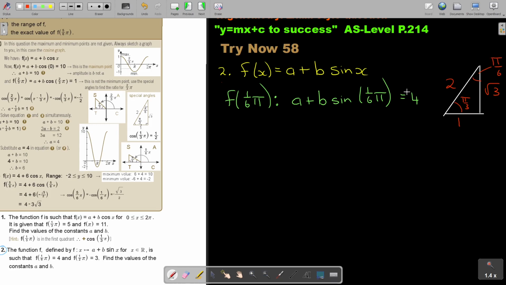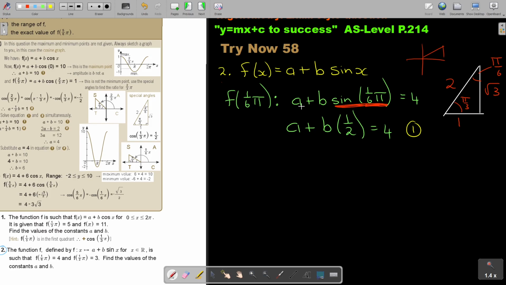So if I say pi over 6, it's in the first quadrant, so in the cos it's here. So it's going to be positive, so you don't have to worry. So sin is opposite over adjacent. So in the place of this, I can put a half. So let's just rewrite it. It's a plus b, I put that half in and it's equal to 4. And I can make this my equation 1. Okay. So I can now continue with this one.